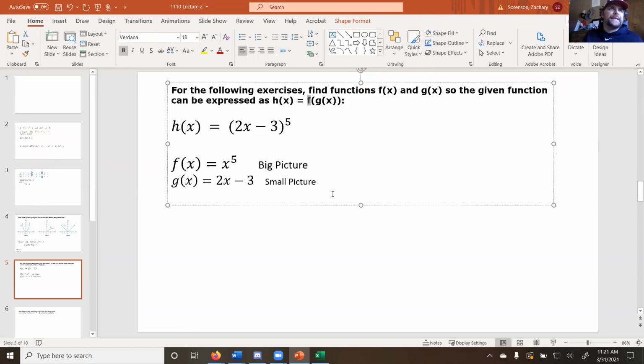And then what is that something? That's this 2x minus 3. So that is the pattern that shows up. Like I said, there are other answers to this. Honestly, you could say f of x is x to the 3rd, and then g is 2x minus 3 to, I don't know, something weird like the 2/3. But don't overcomplicate it. Just focus on this big picture, small picture.